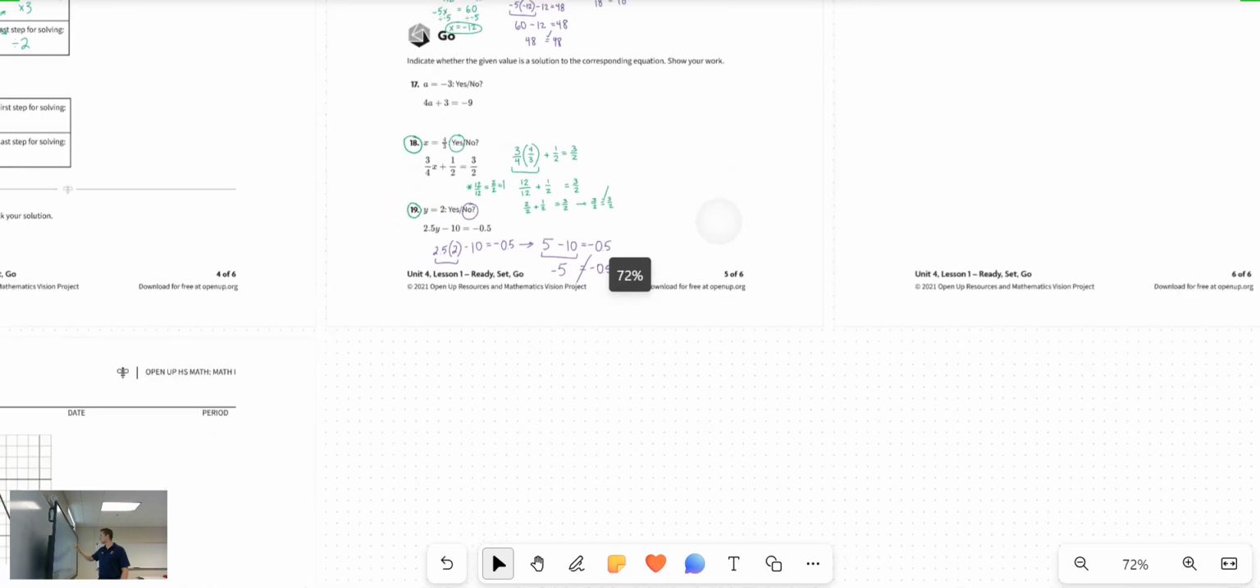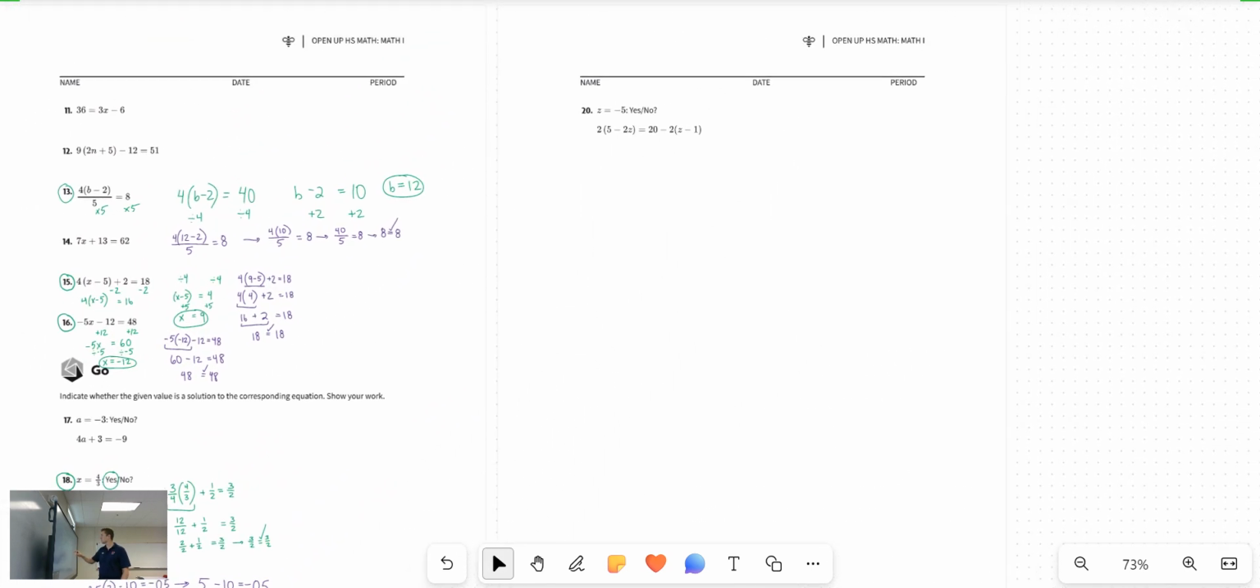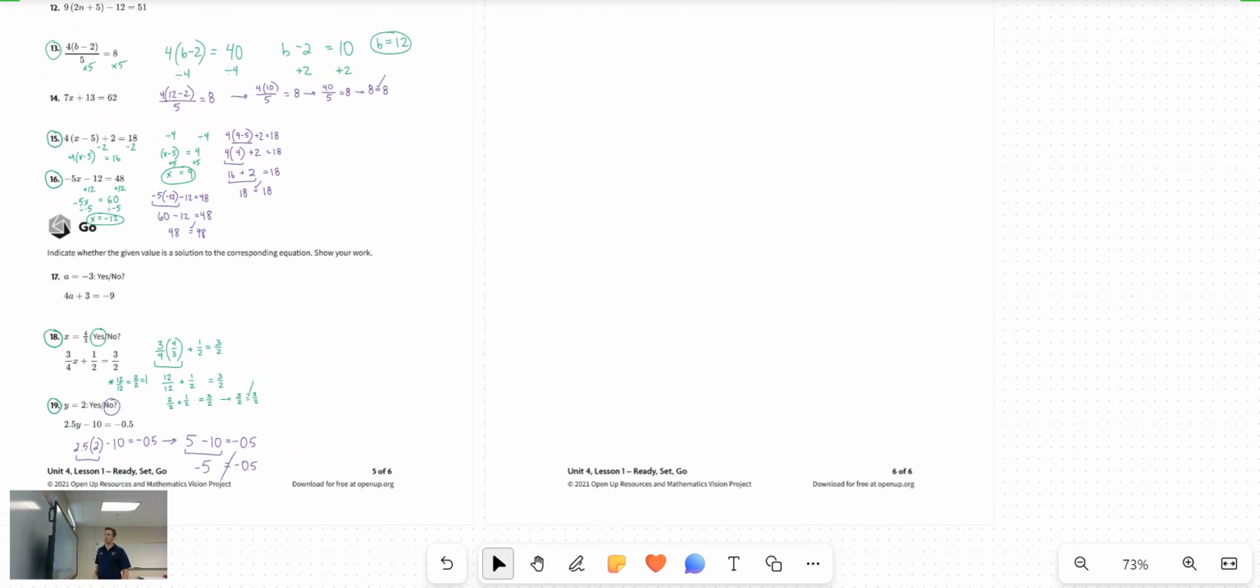All right. Let's go look at this last page. Do we have anything to do on it? We do not. So that wraps up homework help for Unit 4, Lesson 1.